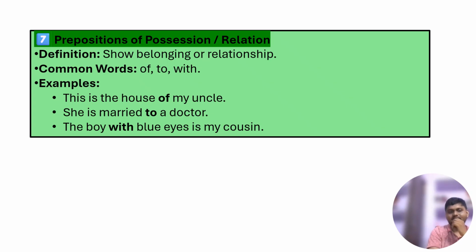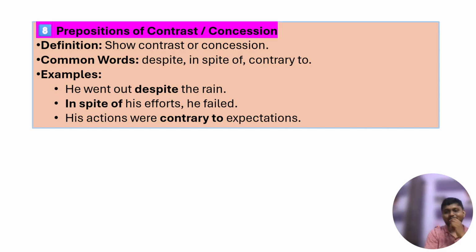Then we have another example which is she is married to a doctor. This shows her relation to the doctor. And at the last, the boy with blue eyes is my cousin. Here, the preposition with shows the boy's possession of eyes, and the color of eyes is quite unique, which is blue.